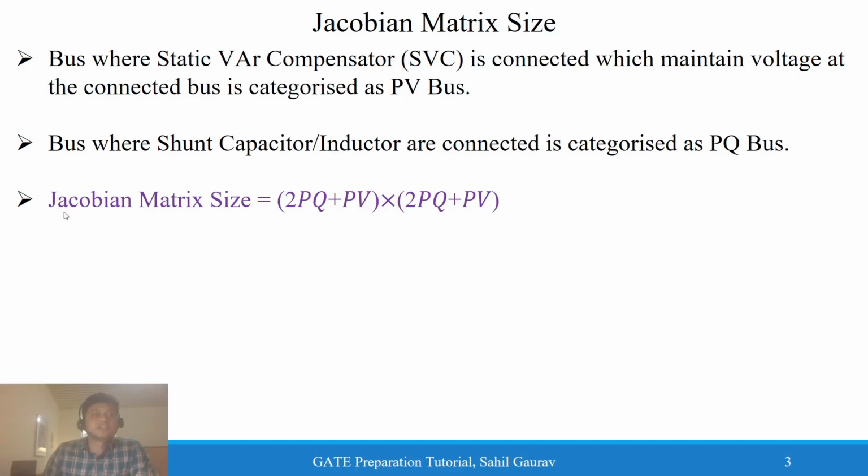And the formula for the Jacobian matrix size is 2 into PQ plus PV cross 2 into PQ plus PV. How does it come? With the help of power flow, there are four variables in a power system.